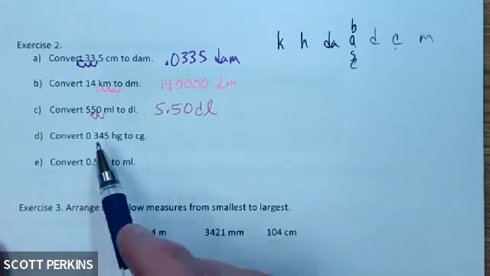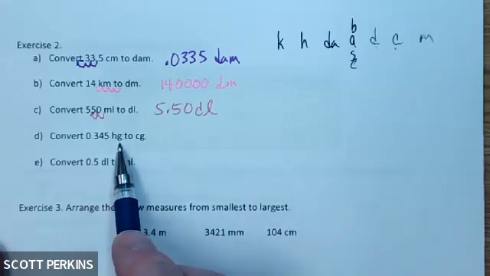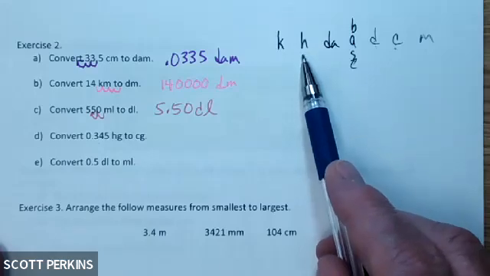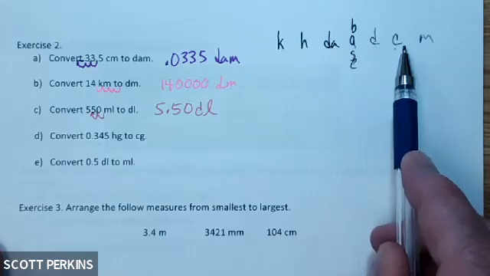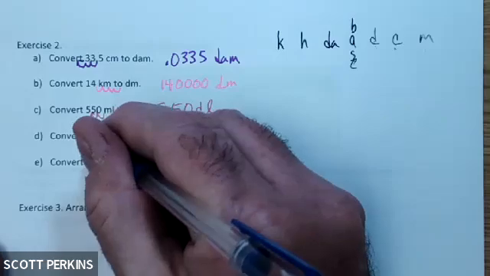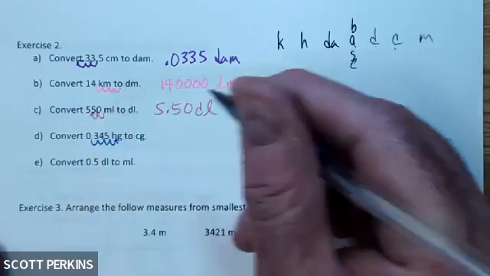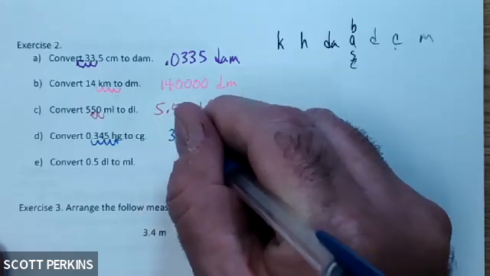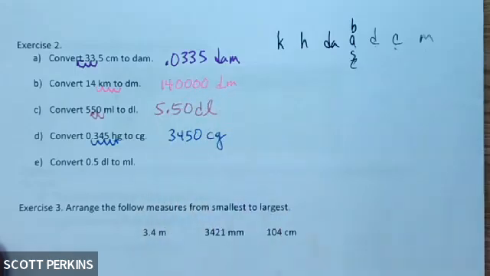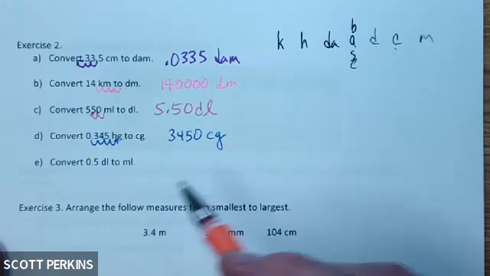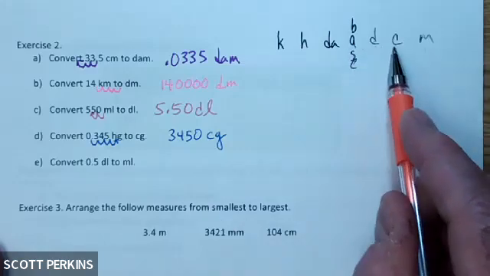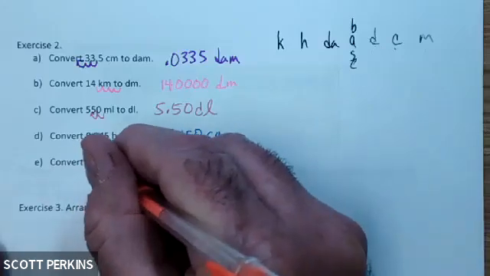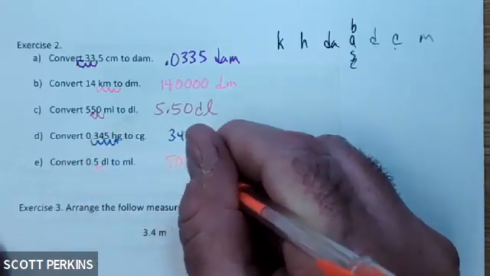Second to last one, I've got 0.345 hectograms. So here's hecto. I'm converting this to centi. So I go 1, 2, 3, 4 to the right. I've got to add 1 zero, so 3, 4, 5, 0 centigrams. And then last but certainly not least, 0.5 deciliters. I'm converting that to milliliters, so I'm going 2 to the right. That's 1, 2, so that's going to be 50 milliliters.